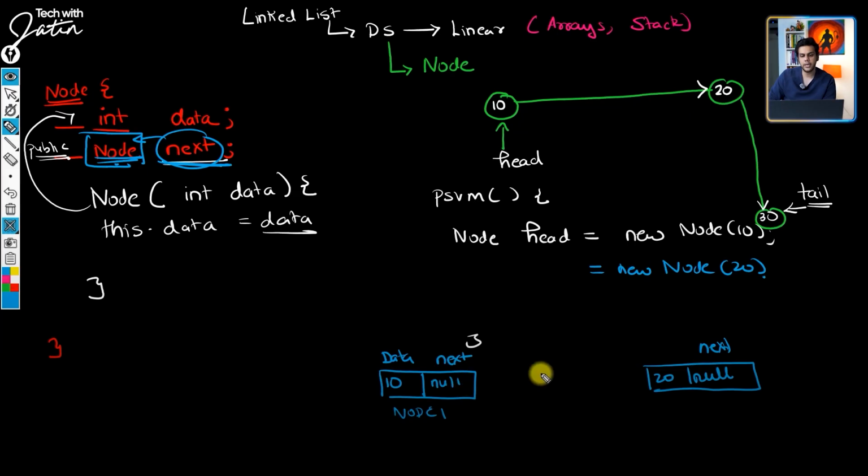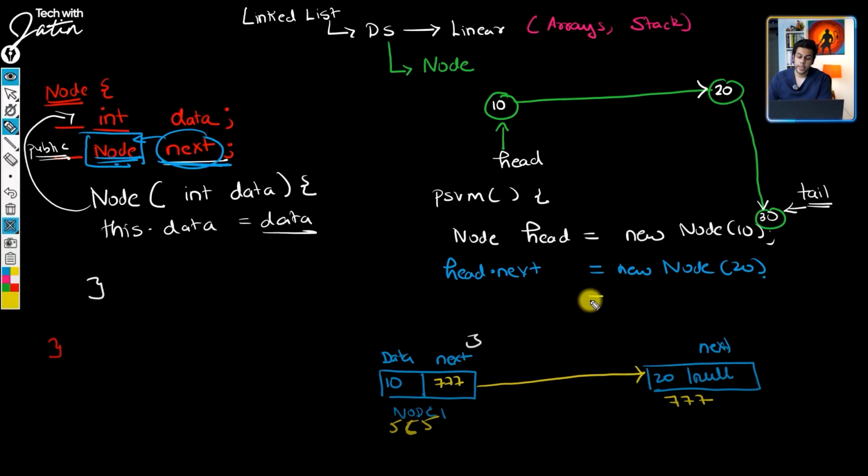But I want this link to happen, right? So I will say head dot next. Where this next is there, it's going to be updated with the reference, the hash code of this particular object. Let's say this object was 777. So over here, 777 will be stored. Let's say this is going to be something like 555. So this is how the link will get created.